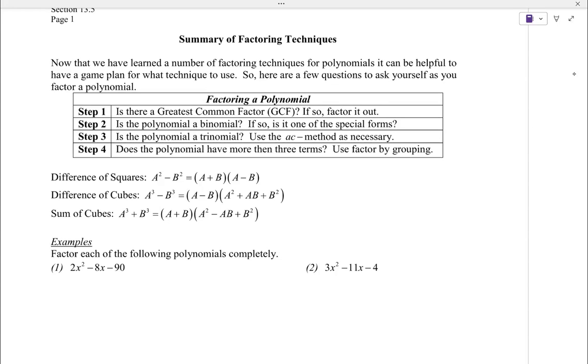Is it a trinomial? Trinomial, we've used the AC method, right? That was our basic plan of attack for that. If it has 4 terms, then try grouping. Right? So that's going to be our plan of attack for doing these.